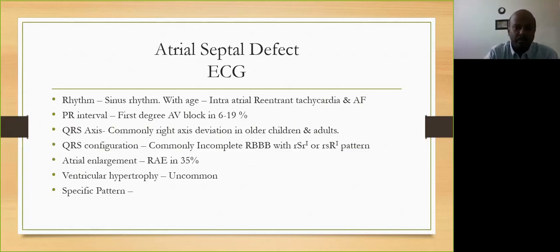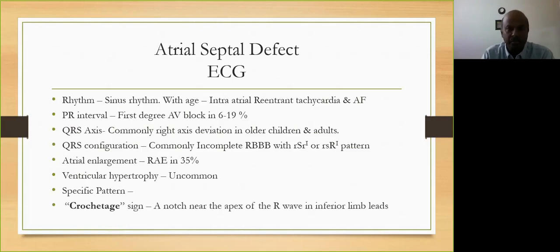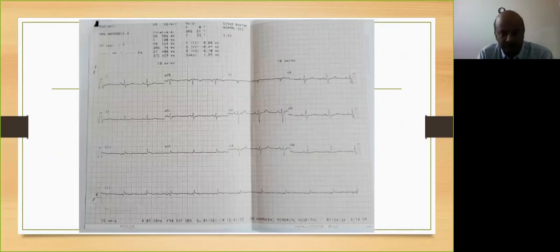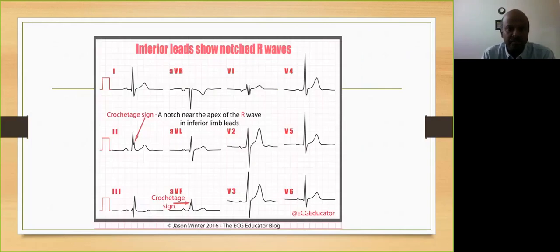So crochetage is a French word which means a notch near the apex of the R wave in the inferior limb leads. Usually, this sign disappears 2 weeks after the interatrial shunt is interrupted. So this is an ECG of a 40-year-old patient with an ASD, and you can't see the crochetage sign very clearly here, but you see it in this cartoon with an ECG, a notch near the apex of the R wave in the inferior limb leads.